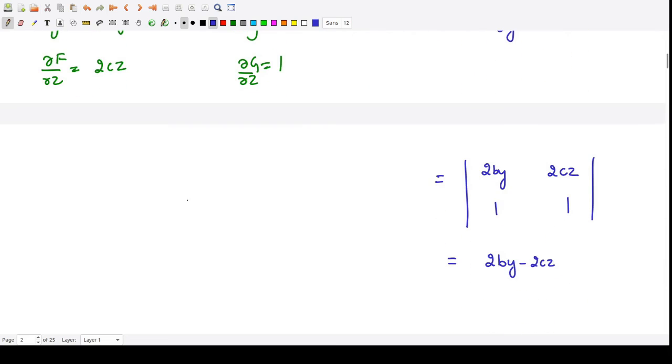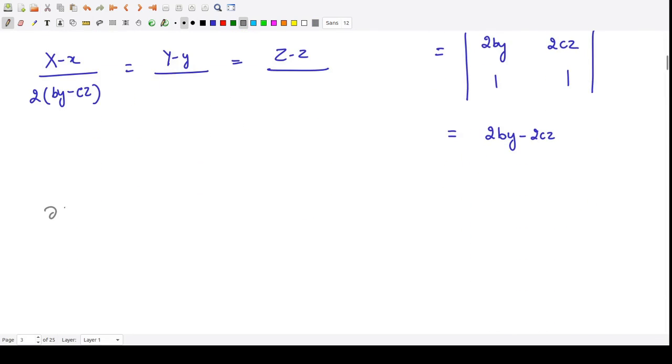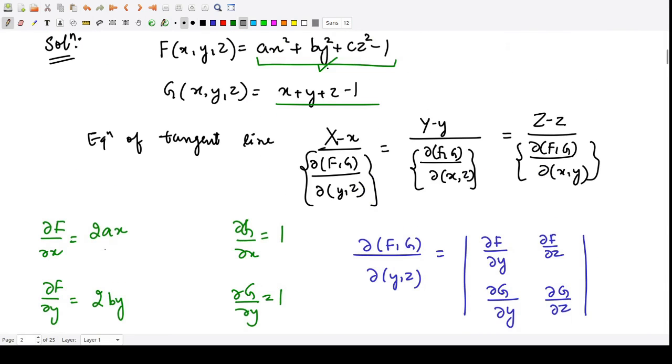So that means we have an equation as x minus x divided by this first quantity 2 into by minus cz. And then we'll calculate what is this second quantity, and similarly we'll calculate what is this third quantity. So when you calculate the second quantity, we are required to calculate the Jacobian of fg with respect to x and z. So this is what is required here.